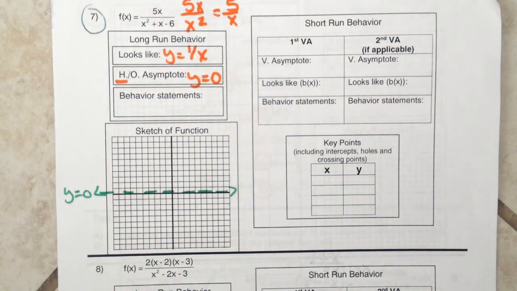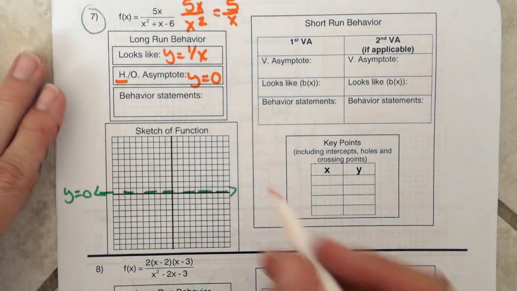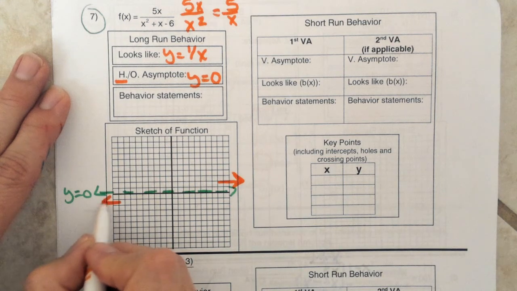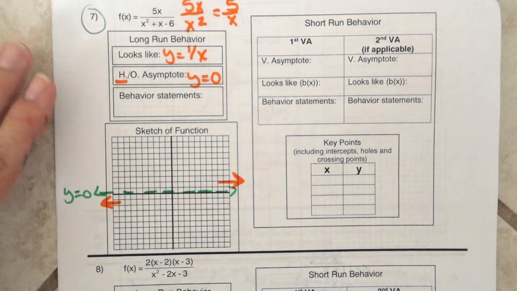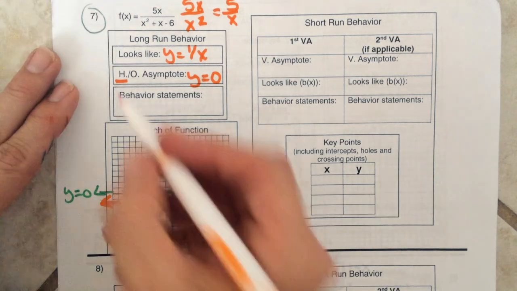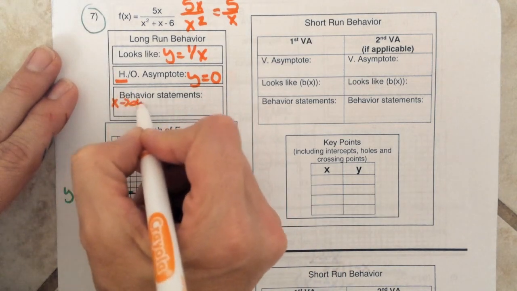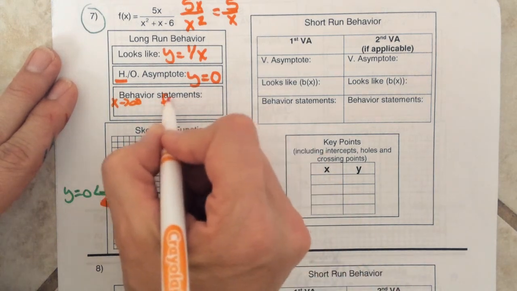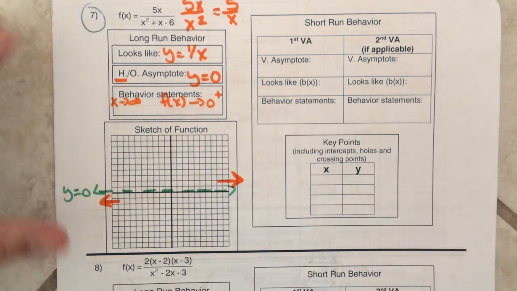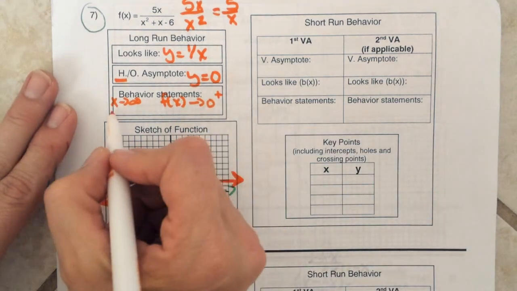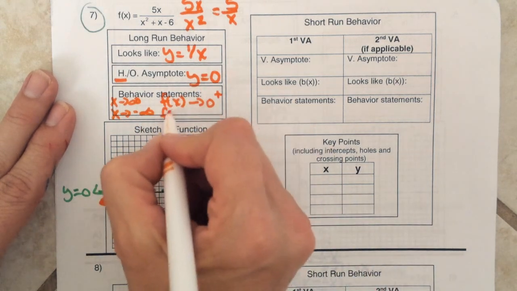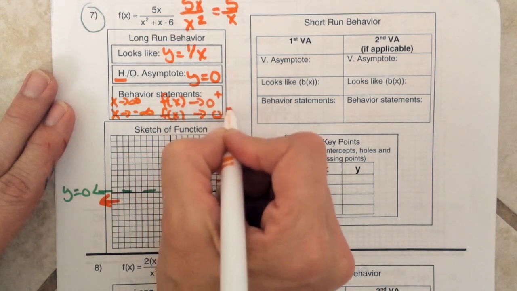Okay, now, it's a positive 1 over x, so it's going to go up on the right and down on the left. So I'm going to write my behavior statement. I'm going to say, as x goes off to infinity, my graph is going to be above the 0 line. And as x goes off to negative infinity, my graph is going to be below the 0.